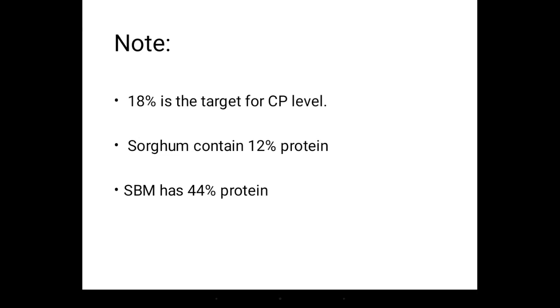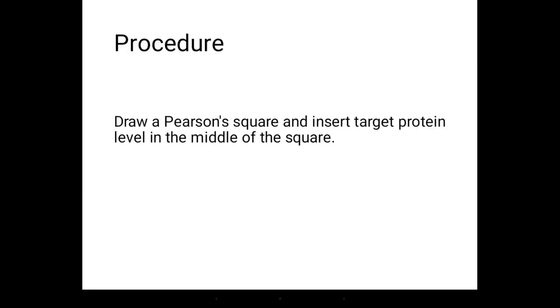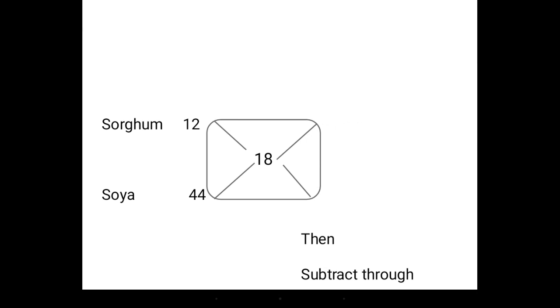As I mentioned earlier, the procedure is to draw a Pearson square and insert the target protein at the middle of the square. So this is our Pearson square. We have the energy feedstuff at the top left corner of the square, and we have the protein feedstuff at the bottom left corner. This is our target protein level, which is 18%, at the middle of the square. So we then subtract through.